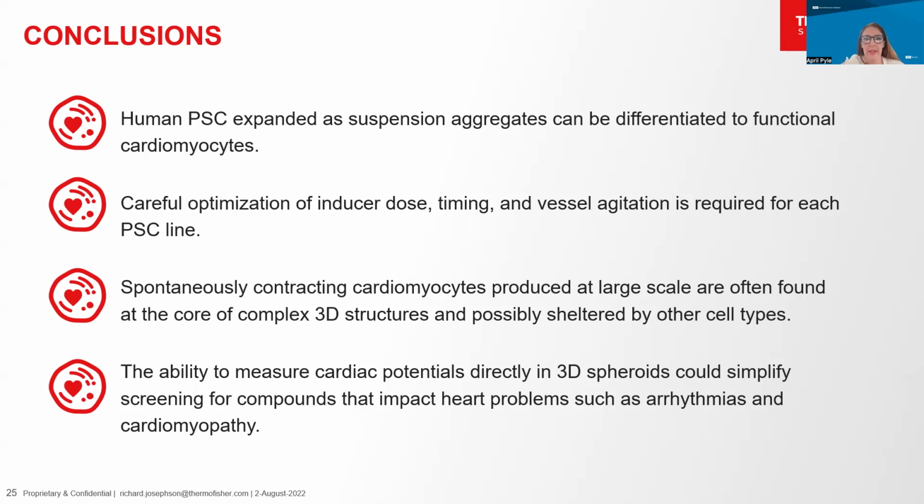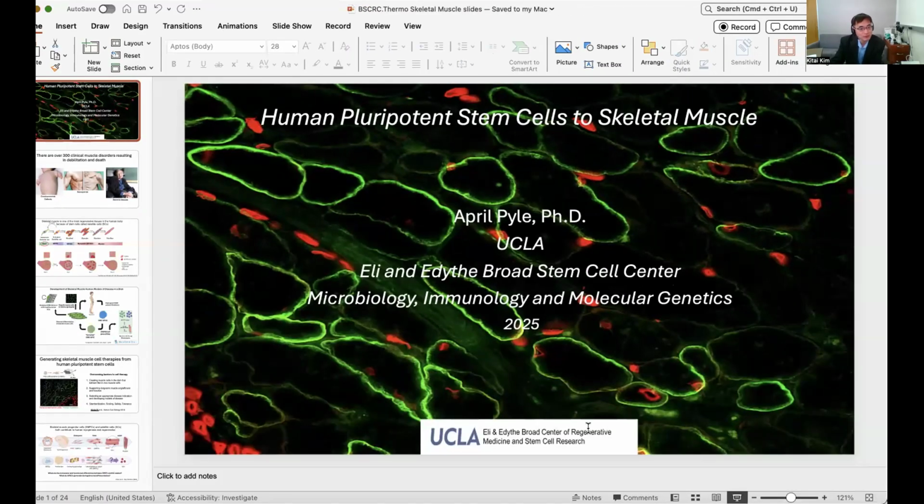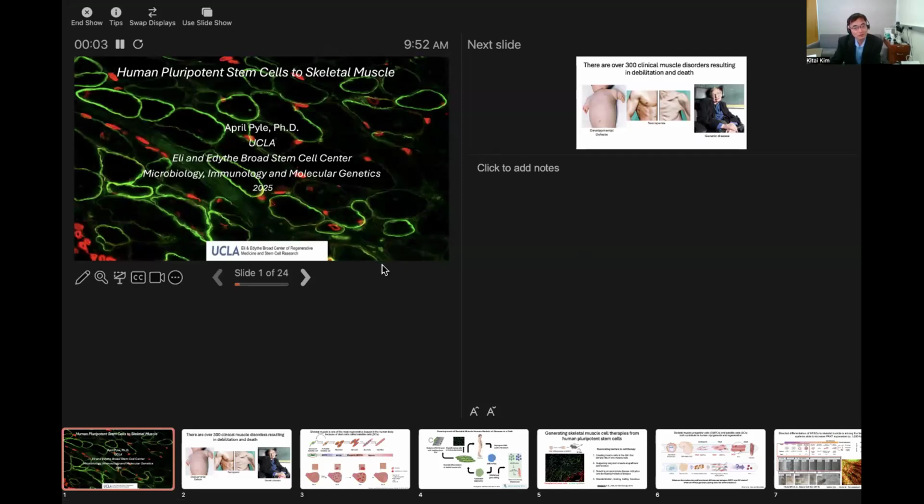Let's see here. Yeah, before I introduce Dr. April Pyle, it is my pleasure to introduce today's invited speaker. Dr. April Pyle is a professor in the Department of Microbiology, Immunology, and Molecular Genetics at UCLA. And Dr. Pyle is a leading expert in stem cell biology and gene therapy, especially focusing on developing new treatments for muscular dystrophy using pluripotent stem cells and genome editing.